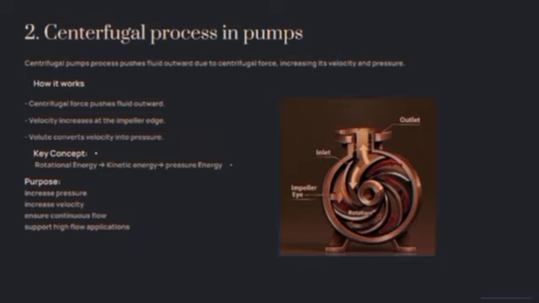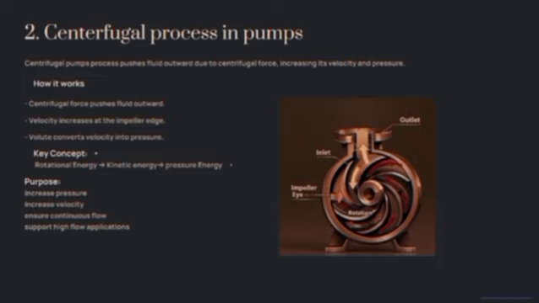Firstly, the fluid enters the impeller eye at low pressure. This is where the pumping process begins. This happens because the pressure at the impeller eye is lower than the pressure at the inlet, so the fluid is naturally drawn into the center of the impeller. Then the impeller rotates at high speed. This rotation gives the fluid a very high velocity. The velocity increases at the impeller edge. The outer part of the blades moves faster, so the fluid gains even more speed.